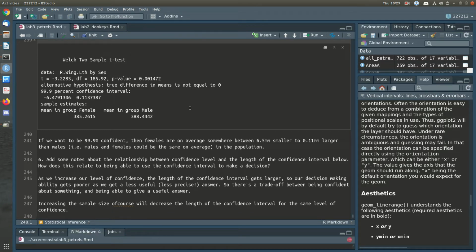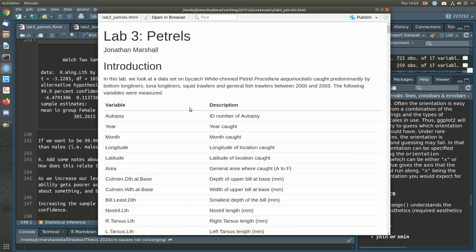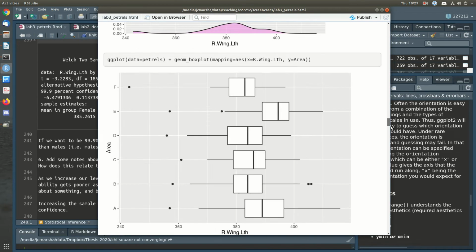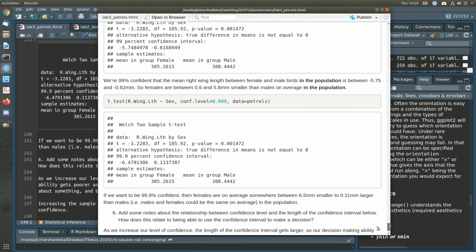Right, let's just knit that up, make sure it all works. Make sure we get our document done. It looks okay. We're done.